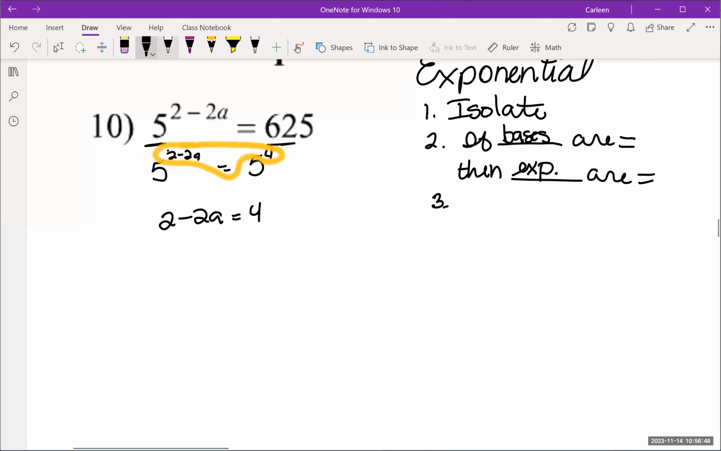So now we're going to solve. Draw a line down the equal sign, subtract 2. And divide by -2.